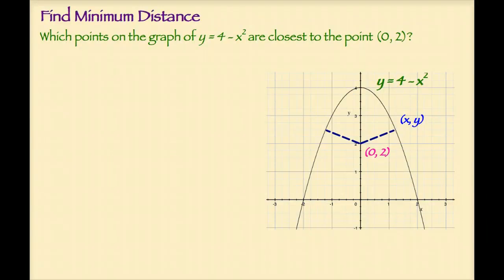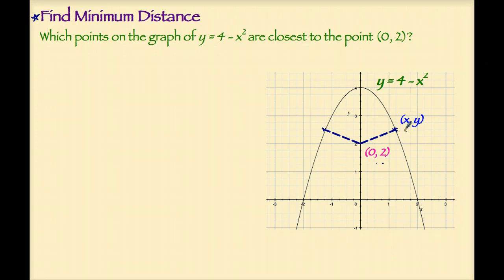Here's another example. Here we're going to find minimum distance. The question says, which points on the graph of y equals 4 minus x squared are closest to the point (0, 2)? So notice that I have the graph sketched here and the point (0, 2). And then hypothetically, we could be talking about this point here and this point here. If we were trying to guess which points on this parabola are closest to (0, 2), maybe it's here. We don't know exactly, we're guessing.